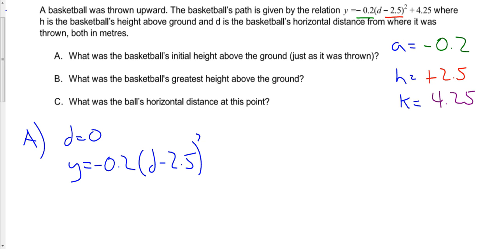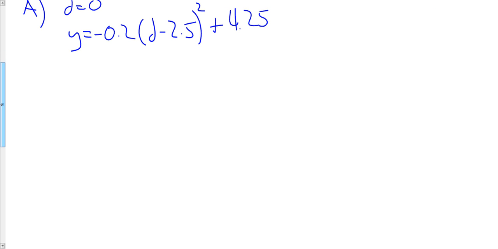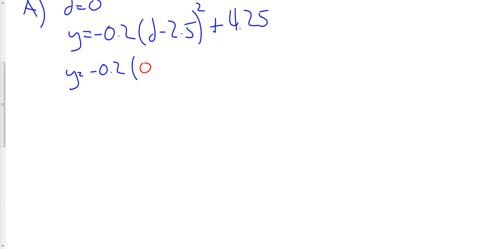So all squared plus 4.25. So that's the original equation that we were given. In order to figure out what the height is at the initial point, we need to substitute in d is equal to 0. So instead of writing d minus 2.5, we're actually going to substitute in 0 for the value of d.